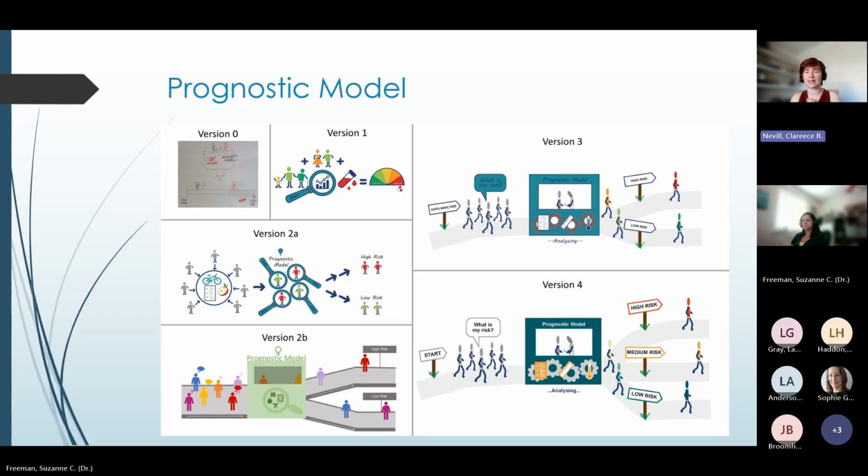But naturally, they still didn't like the idea of being on an escalator. They felt it was very mechanical. They felt like they were in a factory and they didn't like that. So the infographic designer came up with the idea of us being on a path, a lot nicer. So in version 3, you're walking along, you're thinking, what's my risk? You come into this prognostic model room, you get assessed, and then you go on the high risk or the low risk path, which I think was a big improvement. I felt like we were pretty much there now.